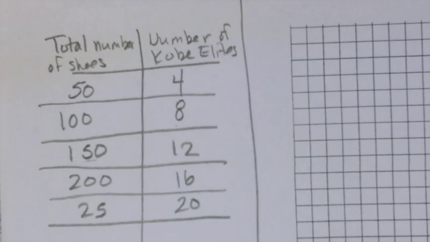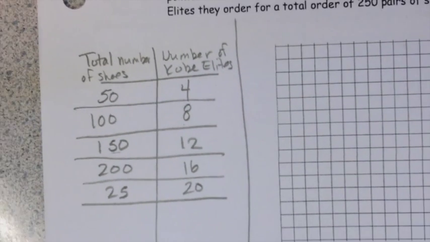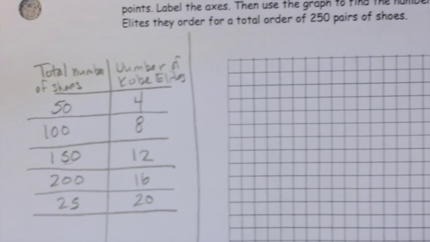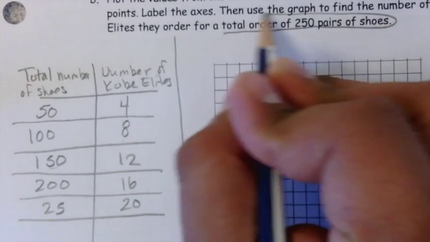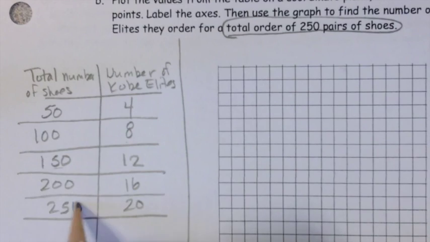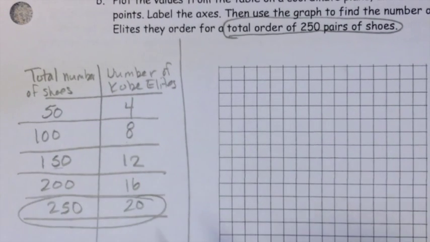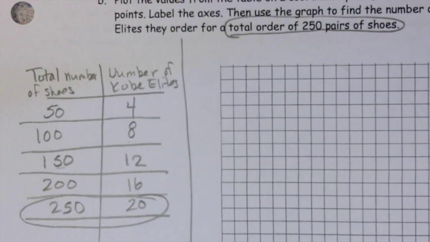And let me ask you guys this. Let me go ahead and unzoom it real quick. They need a total order of how many pairs of shoes? 250. Do we have that 250 right here? Yes. Here's the fun part. Let's go ahead and graph this.